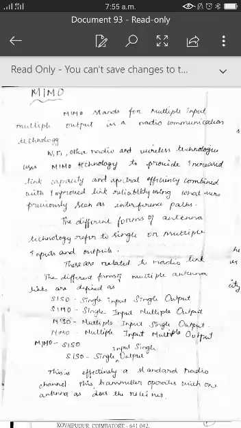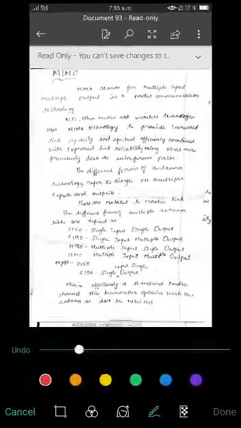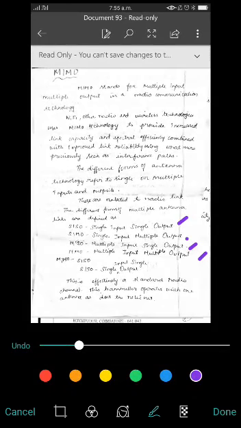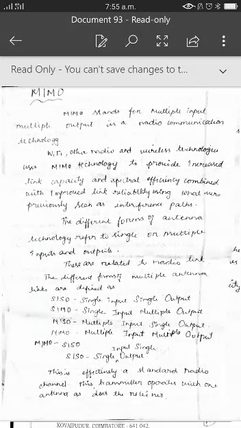One is single input, single output, single input and multiple output, multiple input and single output, and multiple input, multiple output. These are the four different types you can come across. So we'll see one by one what each is. First of all, multiple input and multiple output.